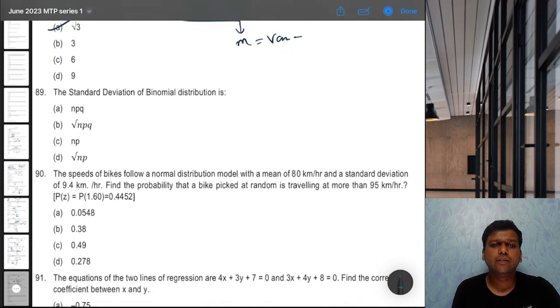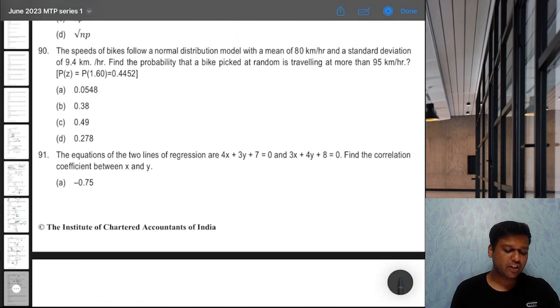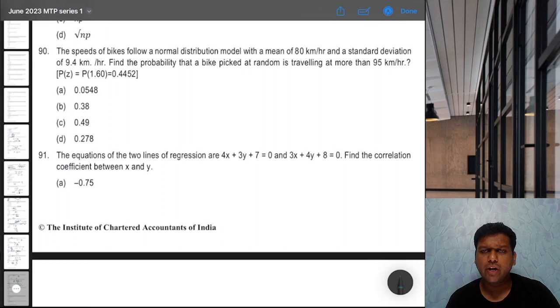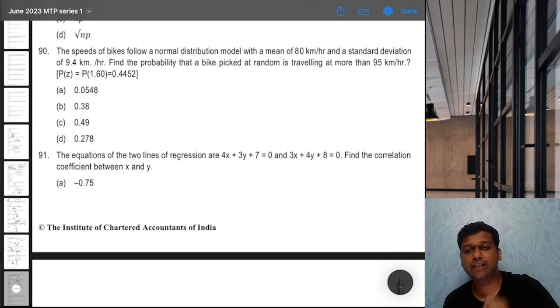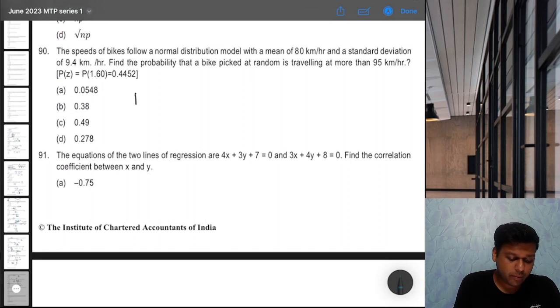Next, 89, standard deviation of binomial distribution is root NPQ, because variance is NPQ. Again, next, speed of bikes follows a normal distribution model with a mean of 80 km per hour and standard deviation of 9.4 per hour. Find the probability that a bike picked at random is traveling at more than 95 kilometers per hour. Understand, we want the probability that speed is more than 95.